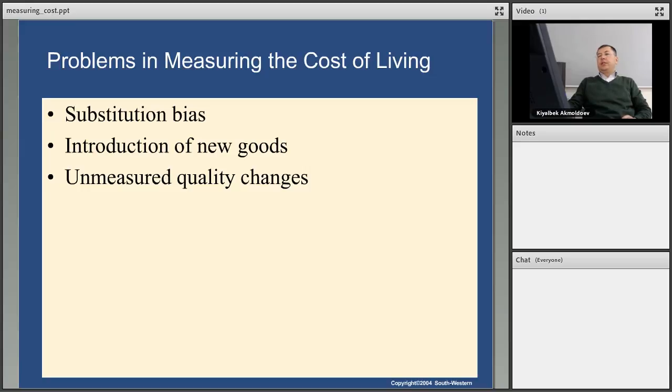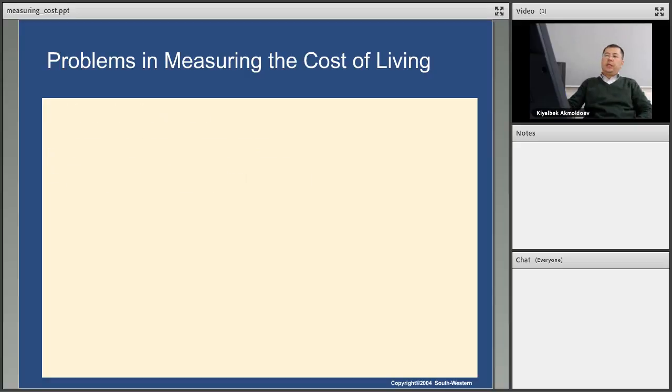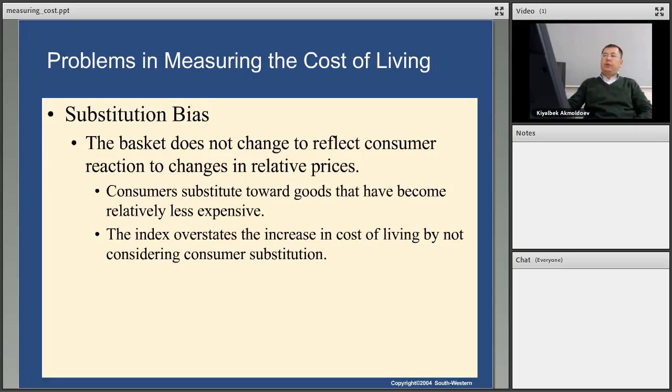For example, a cheeseburger they might eat is not inside the basket, but the government will count that the person ate only a hamburger. This is also one of the problems. Introduction of new goods: when new goods are introduced, the government, when calculating CPI, usually doesn't include these new goods in the basket. And unmeasured quality change: quality might change, and the price changes because of quality, but the government says it doesn't consider change in quality when measuring CPI.